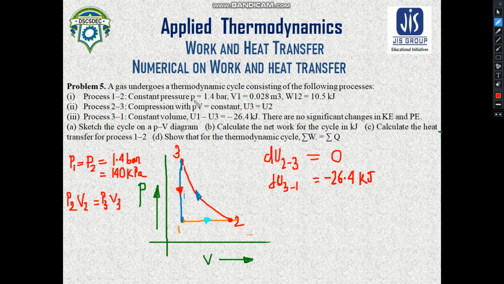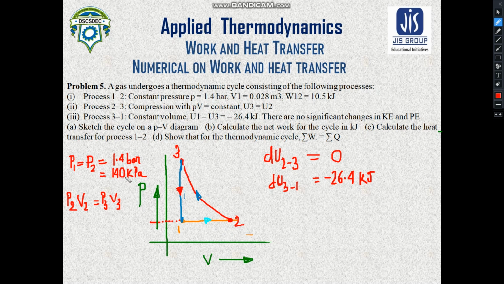So as you can see, the problem number 5. A gas undergoes a thermodynamic cycle consisting of the following processes. Process 1 to 2, constant pressure, where P is equal to 1.4 bar, which I have written here. And this can be graphically represented by a straight line so that the pressure remains constant. So it is as simple as it gets. A straight line parallel to the volume axis refers to a constant pressure process where the pressure is 1.4 bar.